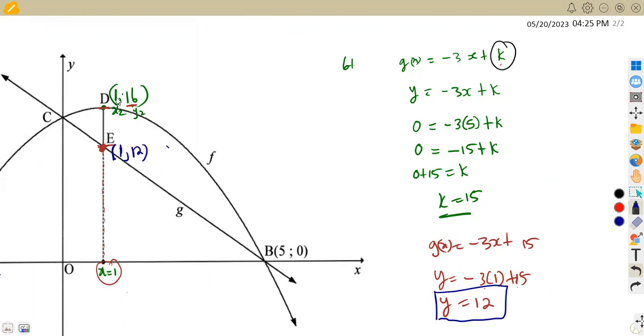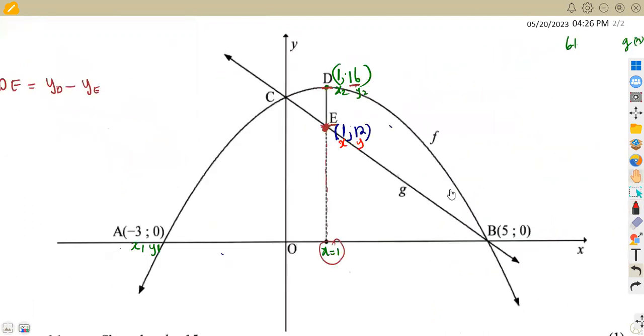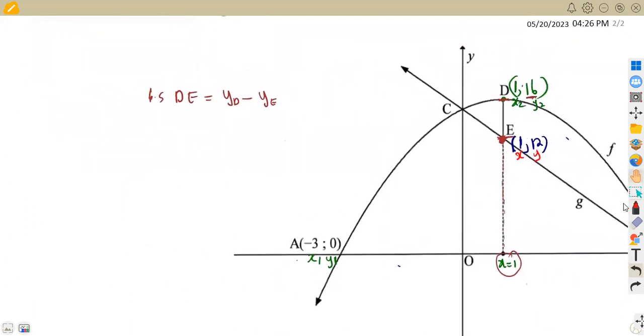So as we can see, the values of x are the same. That means this is truly a vertical line that you're having. So you simply subtract the y values. The y value here at point E is 12. This is your x and this is your y. So the distance that you're going to obtain here, you subtract the y value at D, which is 16, minus the y value at E, which is 12. If you subtract this, we are going to obtain 4 units in this case.